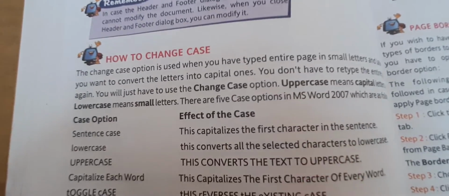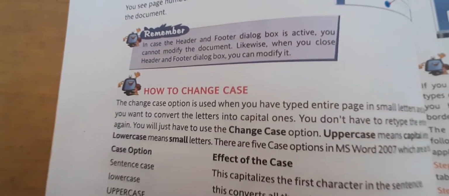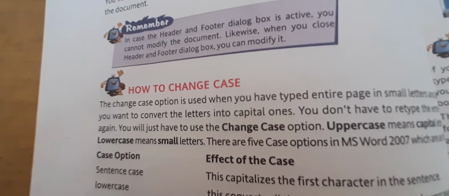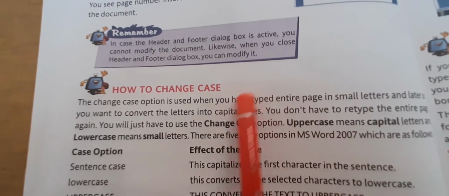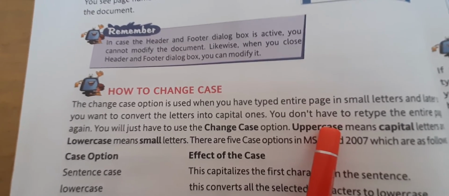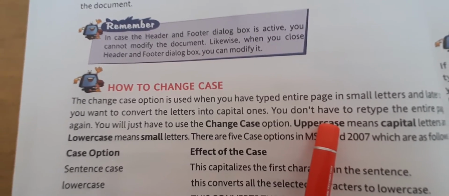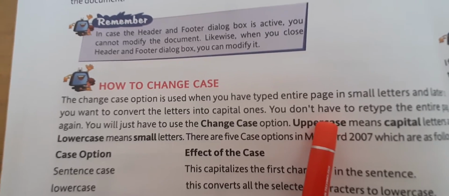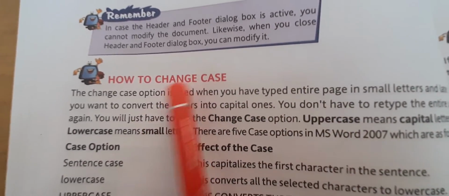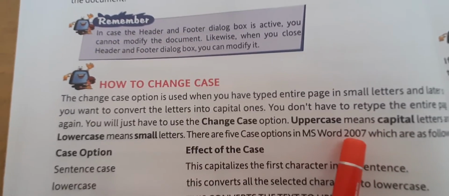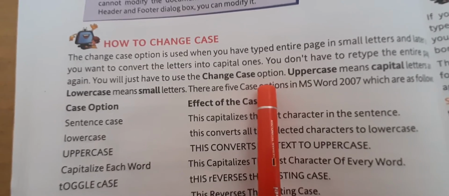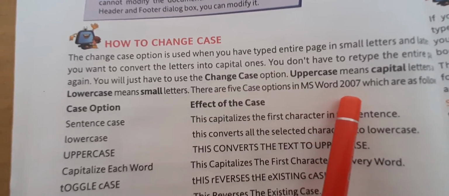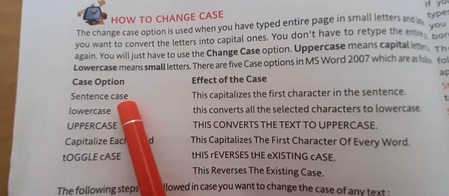There are 5 case options in MS Word 2007 which are as follows. Means I have told you earlier also that uppercase means capital letters and lowercase means small letters. So when you have typed your entire page or entire document in a particular case, but you want to change it later on, what you can do is use the change case option. Okay, so let's see what the options are, because it is saying that there are 5 case options present in MS Word 2007. The first one is sentence case.